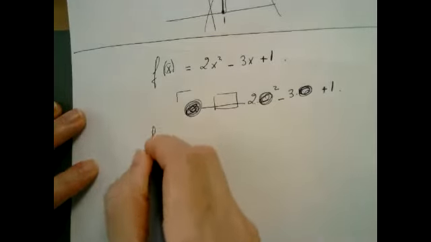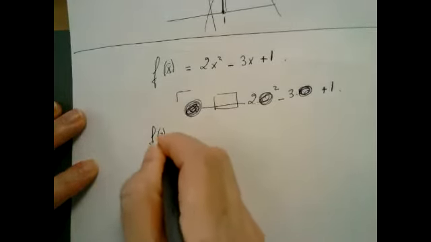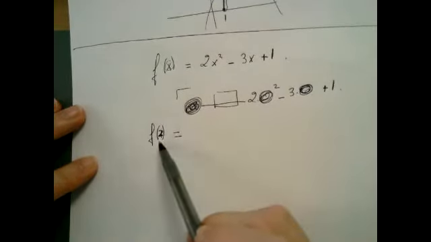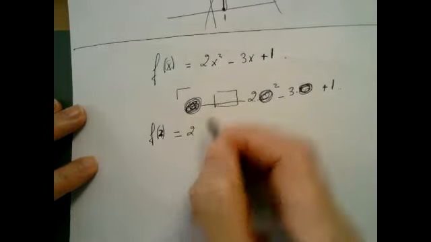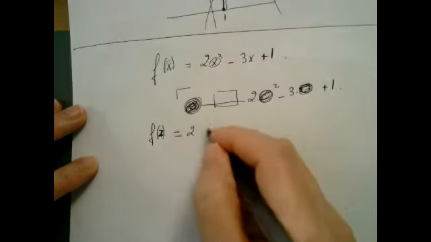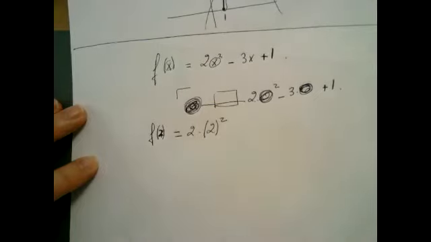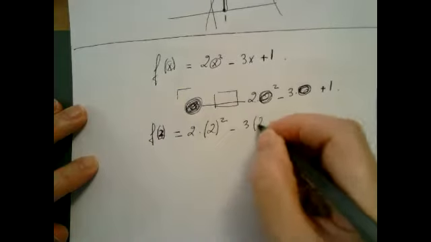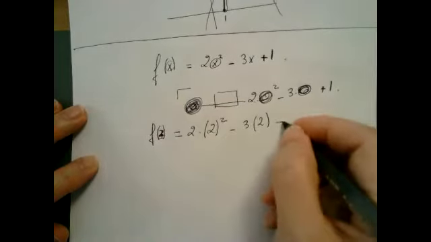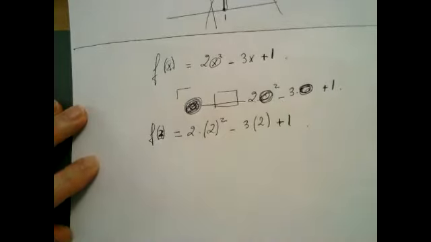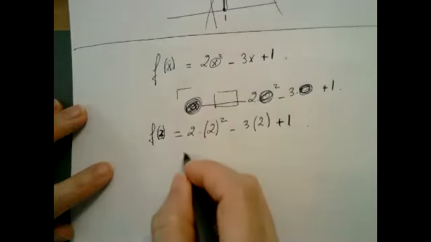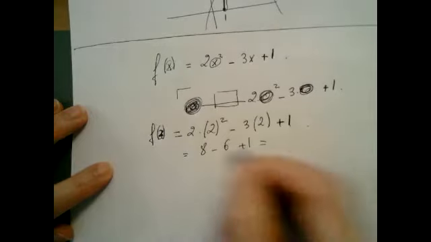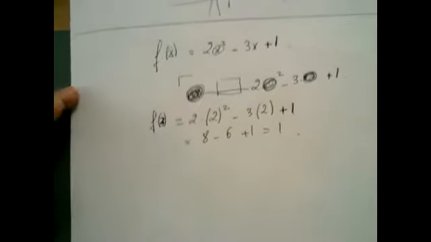I know you know it, but make sure. So suppose, what is f of 2? What does the function do? What's the rule? It's 2 times whatever input you give it, squared, minus 3 times whatever you input, plus 1. And then the rest is simple, you just do math. 2 times 4 is 8, minus 6 plus 1, 8 plus 1 is 9, minus 6 gives you 3.